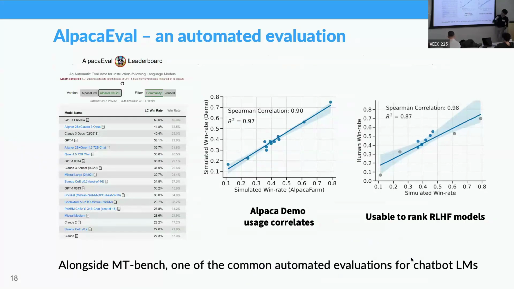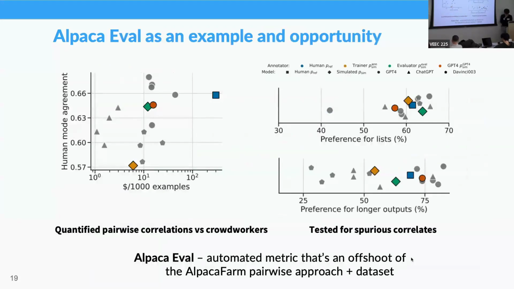There's a live leaderboard, and the reason we originally released this was because we had some evaluation data to be able to engineer and validate this thing. We had a bunch of usage data from the Alpaca demo. We didn't release this for privacy reasons, but we were able to use it to see if the instruction distribution was properly crafted. Then we can use this to rank RLHF models, and we knew that the pairwise evaluators were reasonably accurate from AlpacaFarm.